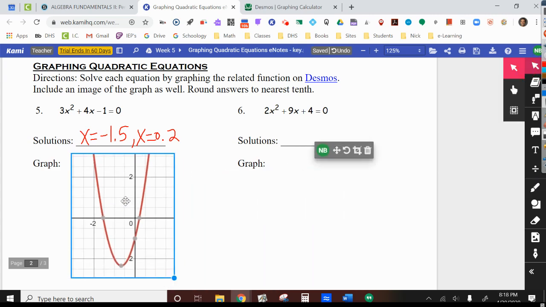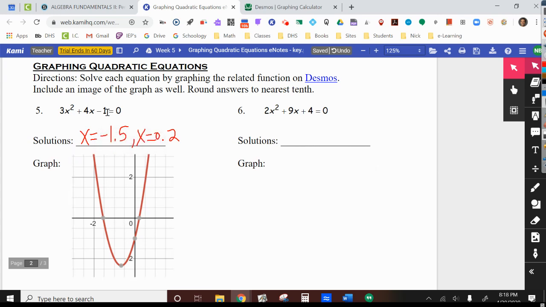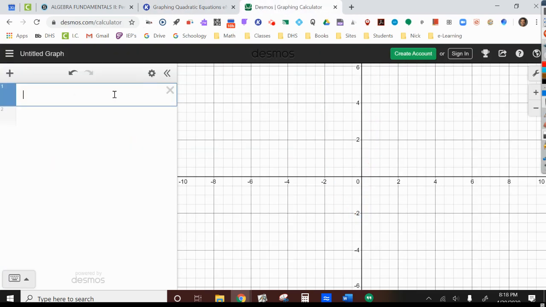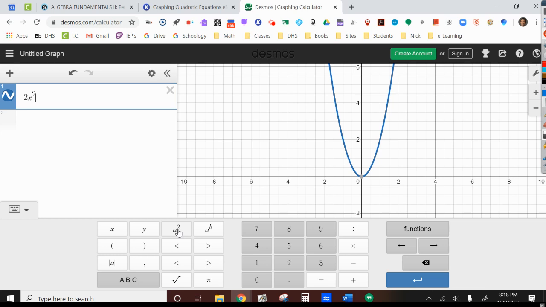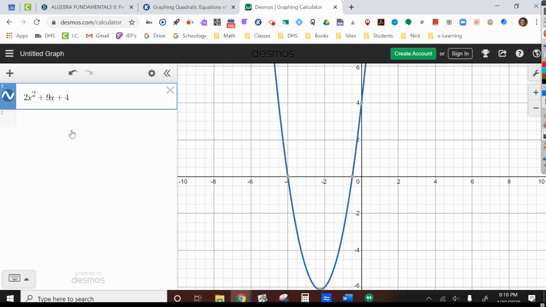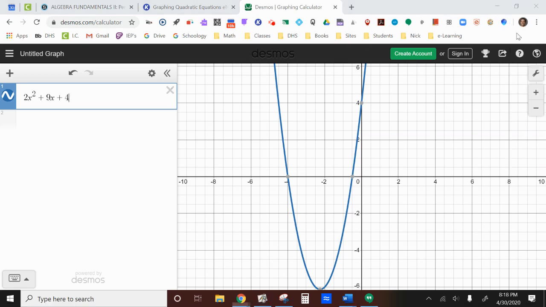Let me just move this over. So that's the graph of that quadratic equation. And again, I'm going to do this one now, 2x squared plus 9x plus 4. You can just cross it out, and then 2x. If you want that squared, you're going to have to hit this little a to the square button here. So 2x squared plus 9x, and I'm just typing right on my keyboard, plus 4. You guys did a really nice job of not putting that equals 0 part on these graphs, so I appreciate that.